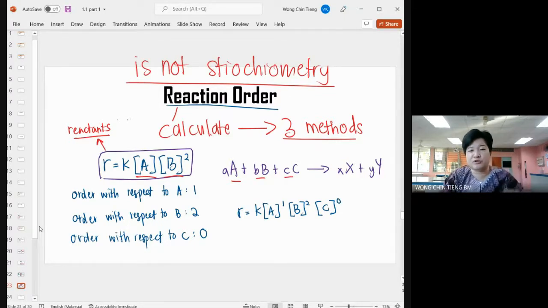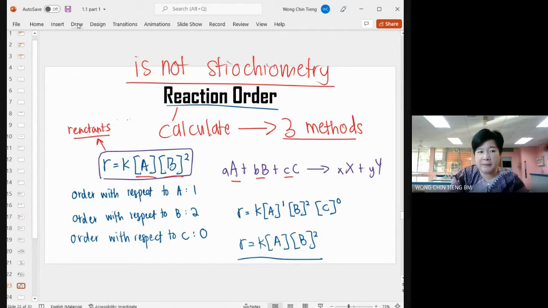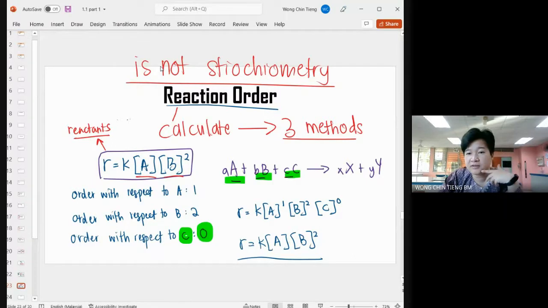Tu bukan cara betul, tu cara asal. Tapi bila kamu tulis, malulah weh kalau kuasa 1 hang nak tunjuk 1 tu. So kita pun tulis kuasa 1, tak payah tunjuk 1. B kuasa 2 tunjuklah. Tapi kuasa kosong perlu tunjuk tak? Tak perlu sebab apa-apa kuasa kosong akan sama dengan 1. Betul? So kamu dapat benda ni. Bila kamu dapat benda ni, tapi kamu tahu soalan kamu ada 3 reaktan. So apa benda C tu? C bukan tak ada order sayang. C ada order. Tapi order of C adalah 0. Nampak?